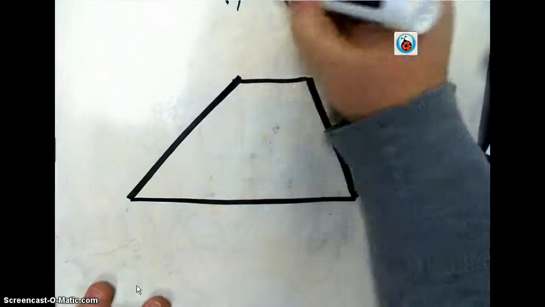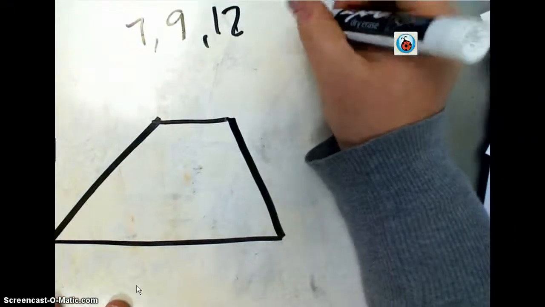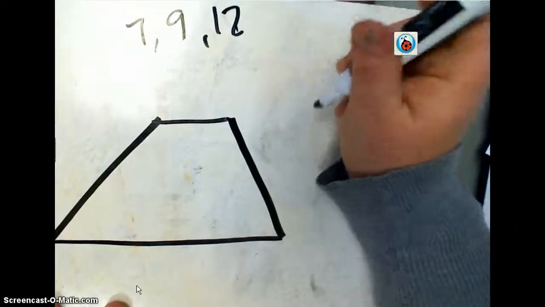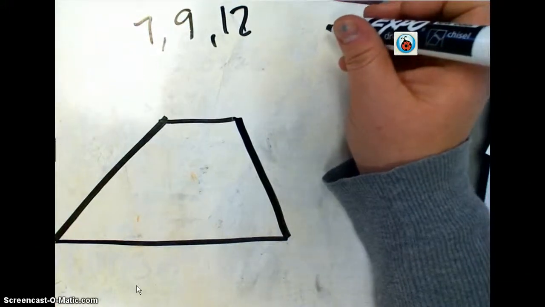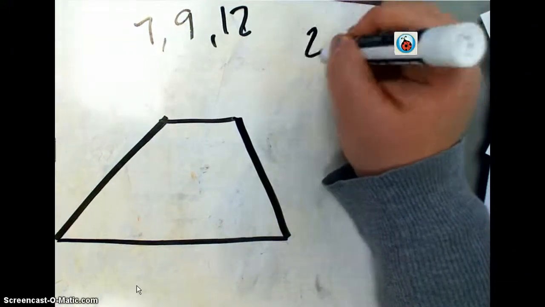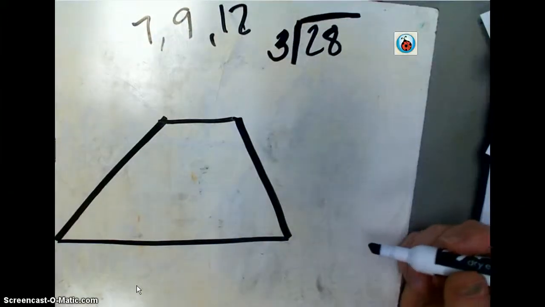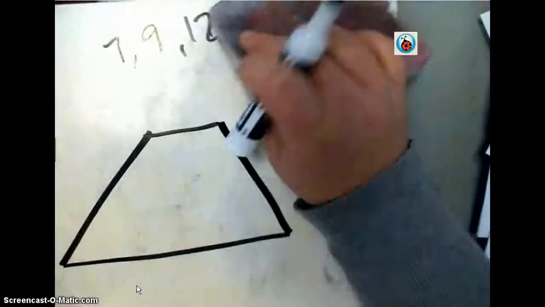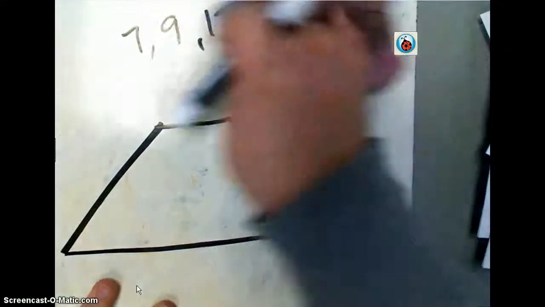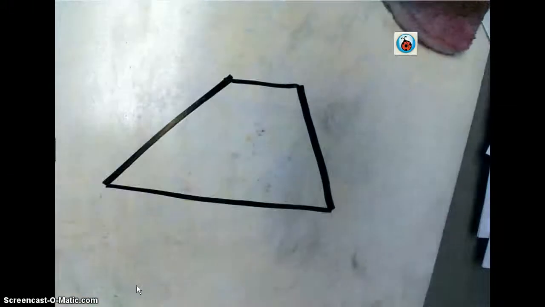So I would say 7 plus 9 plus 12, which is, can anybody do that for me? 28. Then I would take 28 and divide it by 3, and that would give me an average. Okay? We're going to apply that same concept when we talk about area of a trapezoid. Okay? Again, area of a trapezoid has a very specific formula that we have to work with.